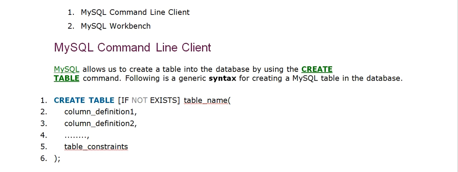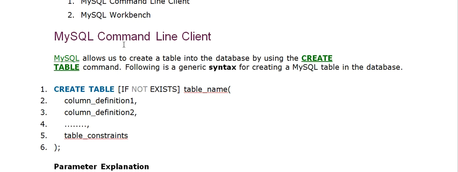So here, based on the command line, what is the command that you can see? MySQL allows you to create a table in the database using the create table command. This is the command that you need to follow: create table. This is option one, if not exists, table name, and then we will provide the column names with the definitions. And last, we can also define constraints if we want to set some restrictions on the table, something that the user cannot do. We need to check on the table, so we can do these things as table constraints.